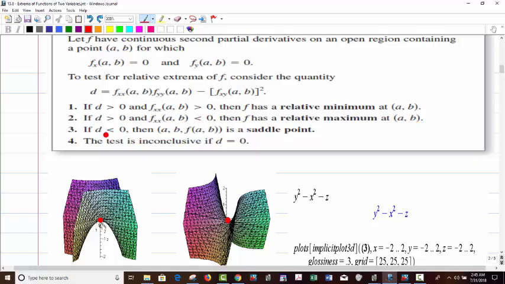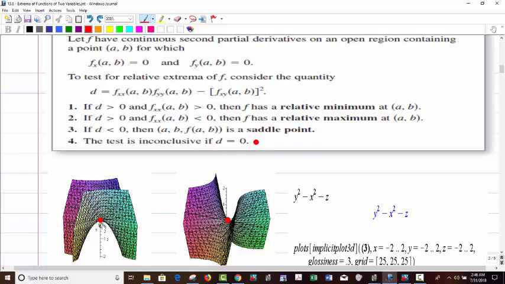The next case says D is less than 0. Here they're actually putting the z value, which I'm not sure why, but they went ahead and did the A, B, and then what the z would have been. Like I said, I may ask that, I may not, but all that is just a matter of taking your A, B point and plugging it into your original function. That is a saddle point. The last case is that the test is inconclusive if D equals 0.